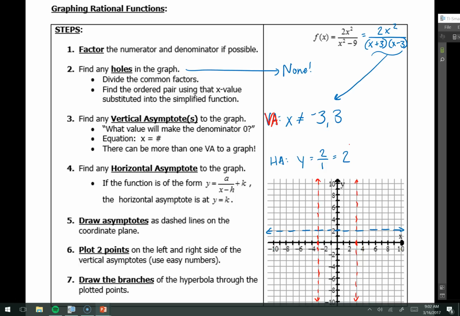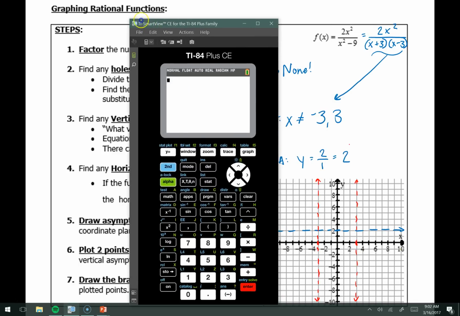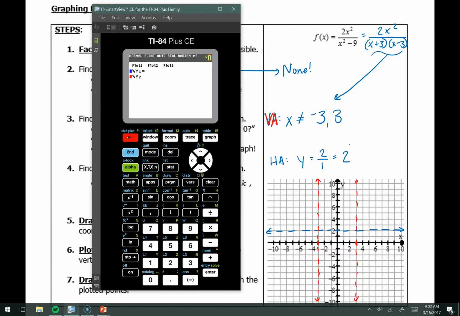Now, for our purposes, we are going to plot points using the calculator because these can get very messy, and our goal this year is not to necessarily worry about that kind of messy. So I'm going to go into my y equals and I'm going to plug in the original problem. I have 2x squared divided by, and then I'm going to put my denominator in parentheses. You should always put your denominator in parentheses. This way your calculator will do order of operations correctly. If you have pluses and minuses in your numerator, I would also put it in parentheses.